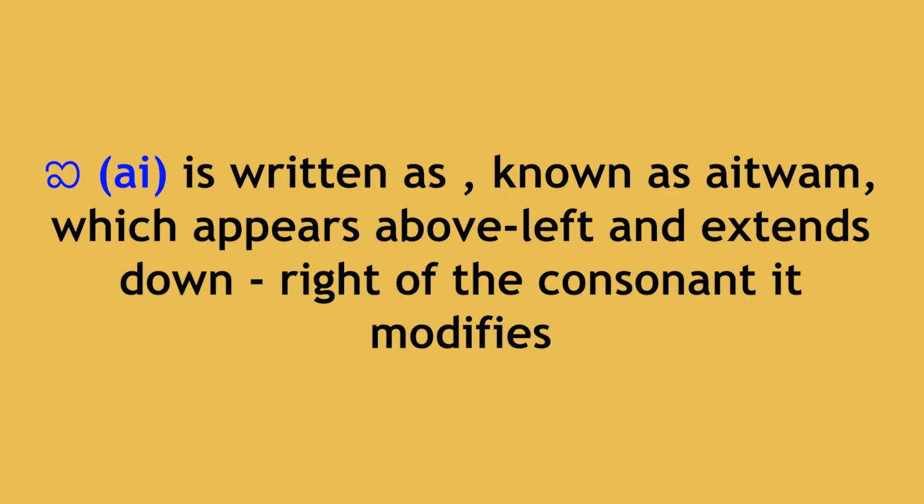For practice, learners should copy the letter 5 times, maintaining uniform size and smooth curvature while repeatedly pronouncing it with a clear vowel glide. As a vowel sign, it is known as aitvam, which appears above left and extends down right of the consonant it modifies. We now proceed to the next letter.